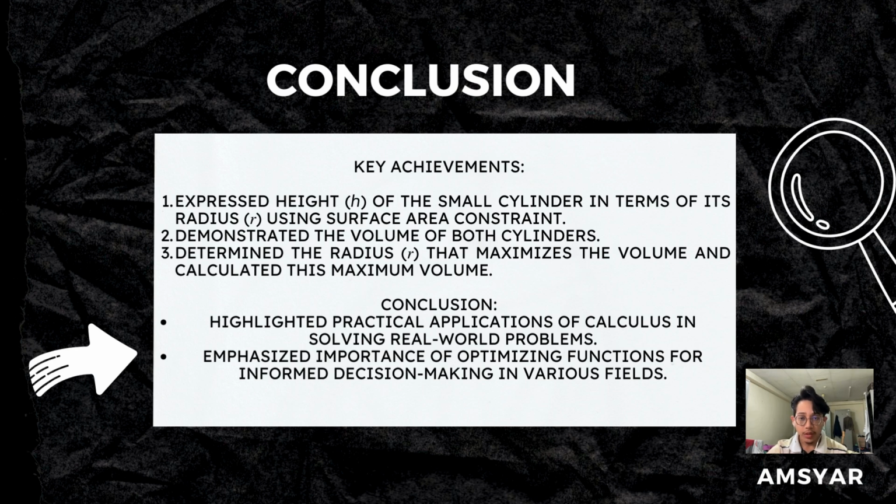In conclusion, we have explored a fascinating optimization problem involving composite cylinders. Through the collaborative efforts of Azami, Kais and Akmal Fikri, we have first expressed the height h of the small cylinder in terms of its radius r, given the surface area constraint. Secondly, demonstrated the volume of both cylinders. And finally, determined the radius r that maximizes the volume and calculated this maximum volume.